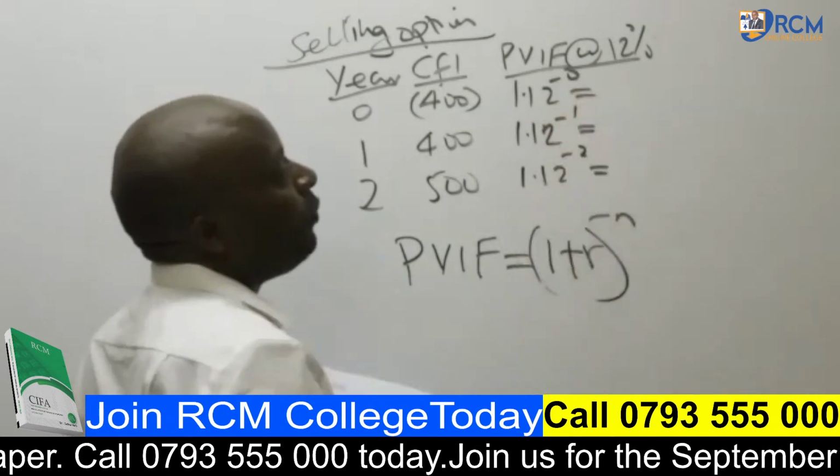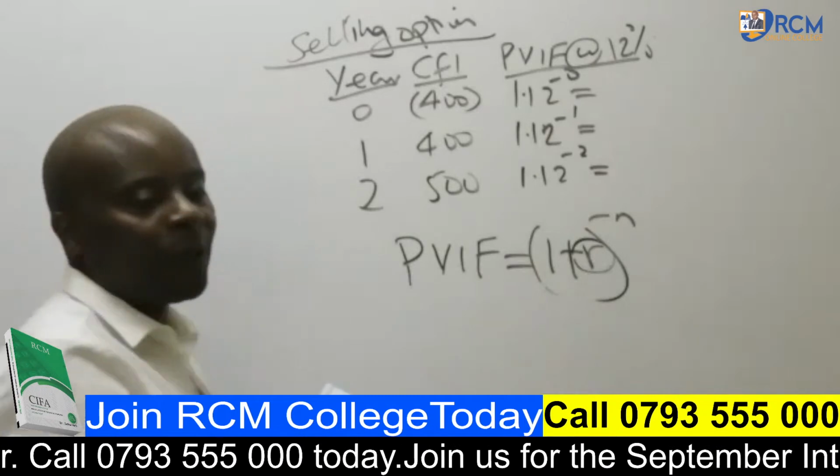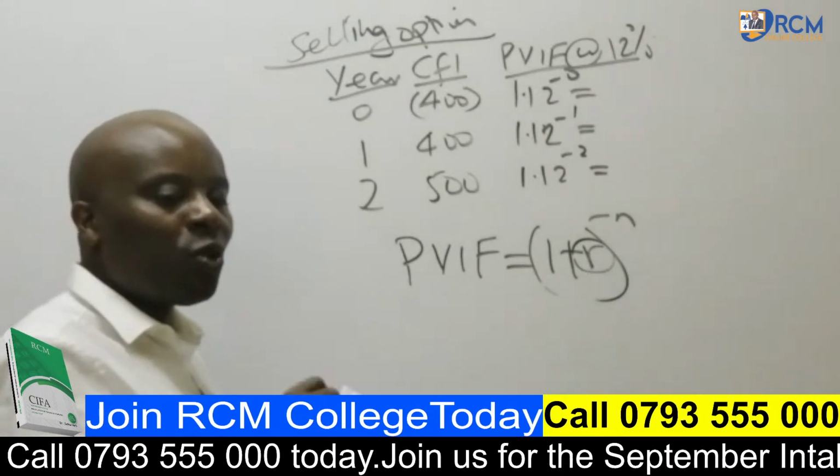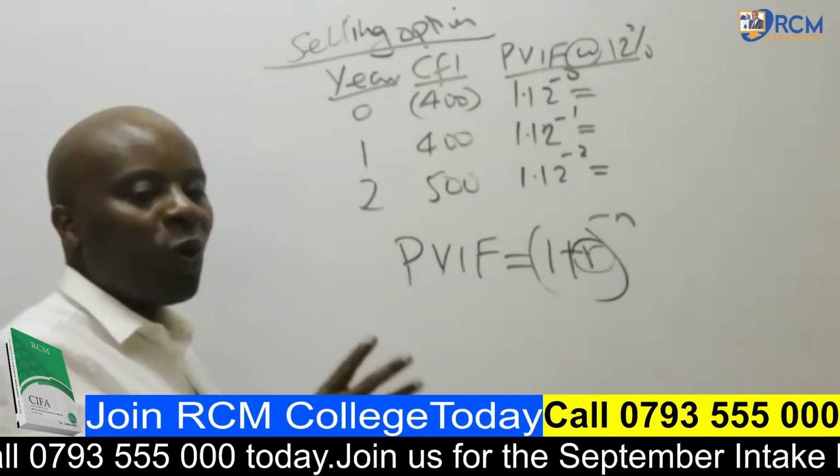So please give me the figures. Where did I get 1.12 from, my friends? Because R is 12%. 12% is the same as 0.12. So it becomes 1 plus 0.12, which is 1.12, like that.